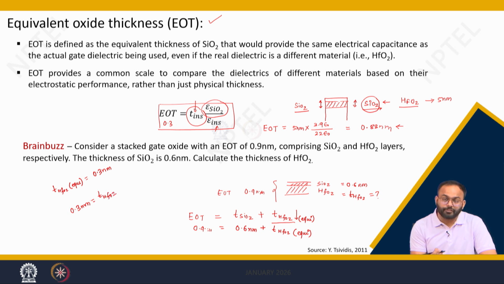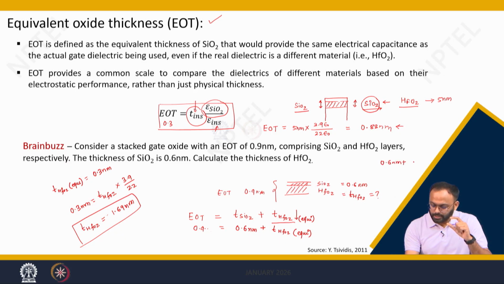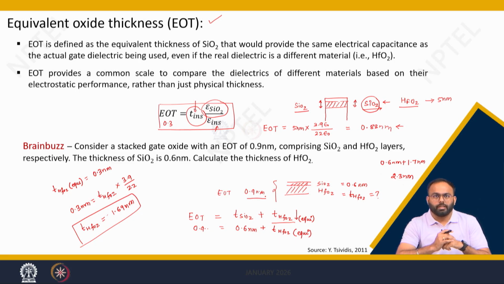So, 0.3 nanometers equals T of HfO2 times 3.9 divided by 22, the physical thickness of silicon dioxide factor. From here, if I calculate, the physical thickness of HfO2 comes out to be 1.69 nanometers. So, the crux of the story is that the total thickness of the gate oxide is 0.6 nanometer plus 1.7 nanometer, which is 2.3 nanometer. This is the physical thickness, but the actual thickness silicon is experiencing is 0.9 nanometer. That is the concept of effective oxide thickness.